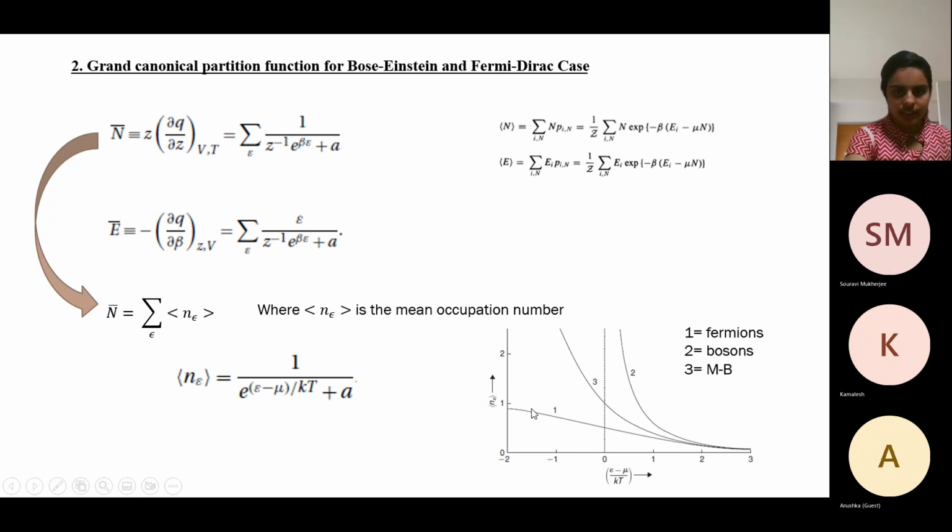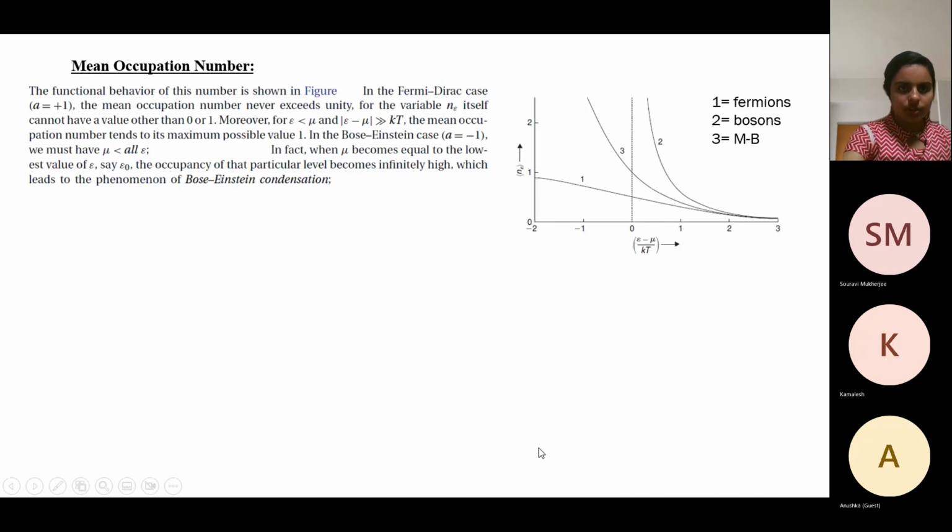So for fermions, you can see that it's never more than 1. Why? Because ni can always be 0 or 1. Okay, so that in a way restricts it to never more than 1. And so you can see here that for fermions, the mean occupation number never exceeds unity, because the individual variables are always 0 or 1. And moreover, we see that for epsilon less than mu, meaning this value, you can see that it gradually tends towards the maximum possible value, that is 1, right?